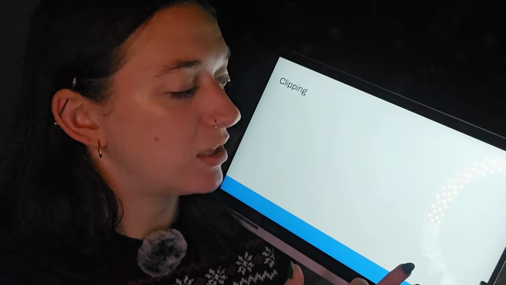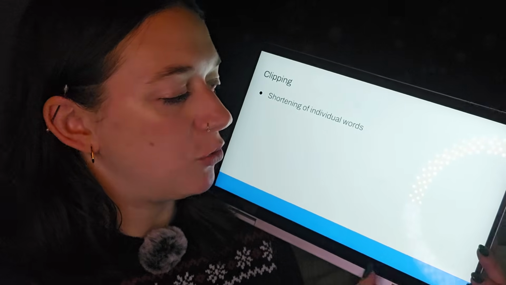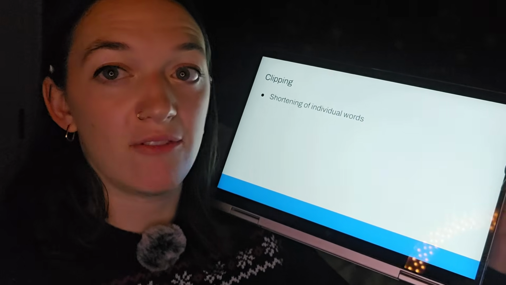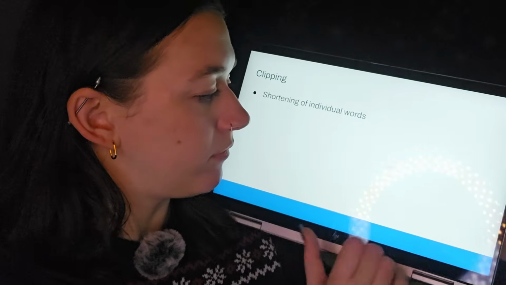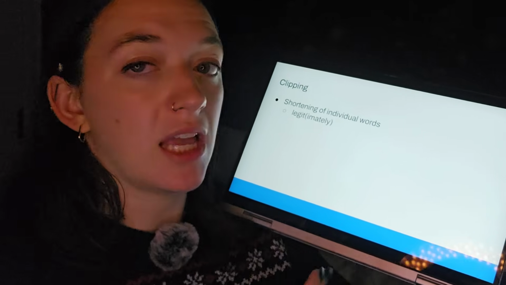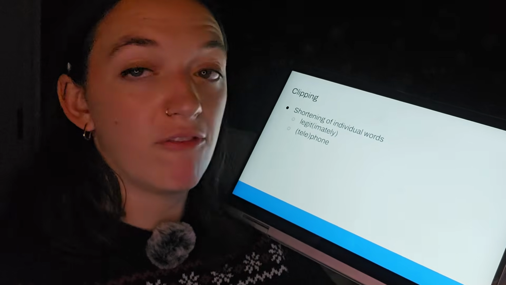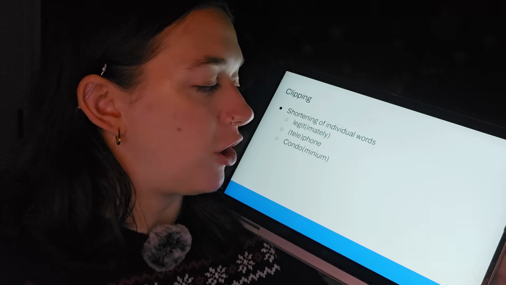And then we have clipping. Clipping is when we shorten individual words in order to create a new word which may or may not have a slightly different meaning than its lengthened form. So things like legit from legitimately, telephone from telephone, and condo from condominium.